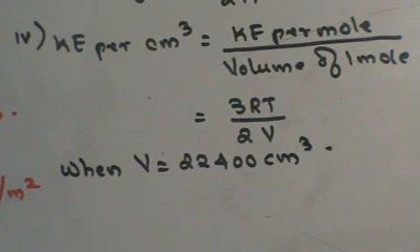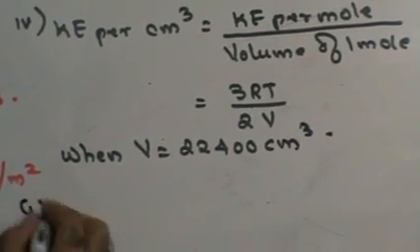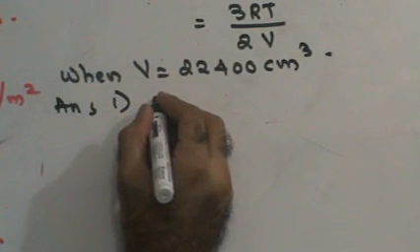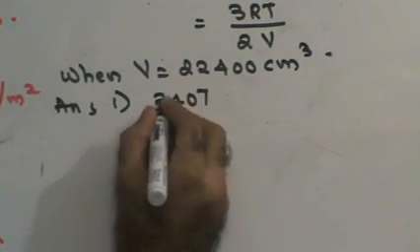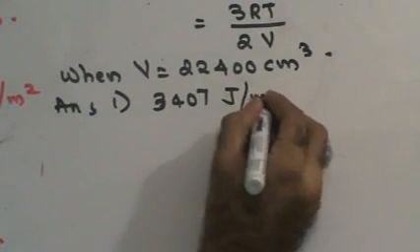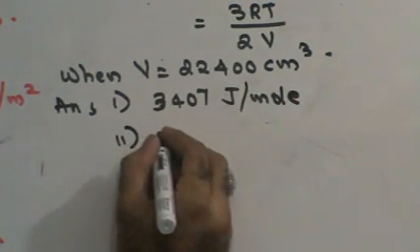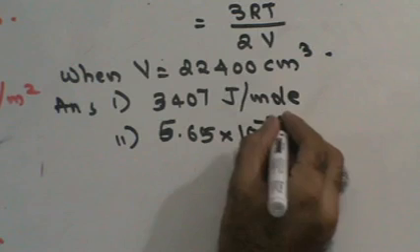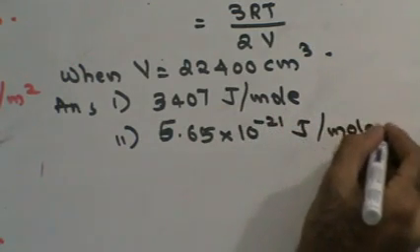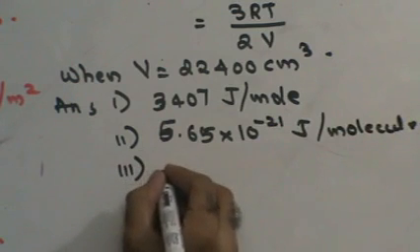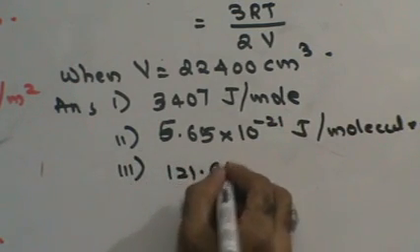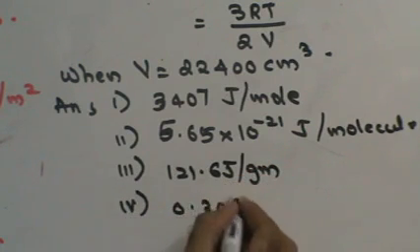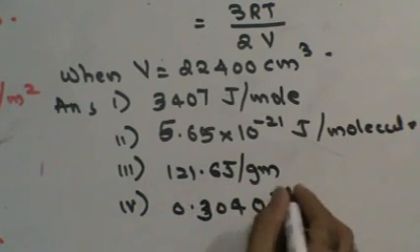Next, the answer for this sum should be, for the first part, 3407 joules per mole. For the second part, 5.65 into 10 raised to minus 21 joules per molecule. For the third part, 121.6 joules per gram, and for the fourth part, 0.3040 joules per centimeter cube.